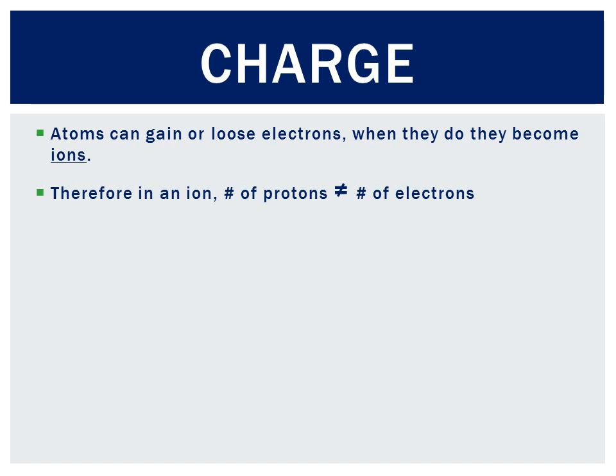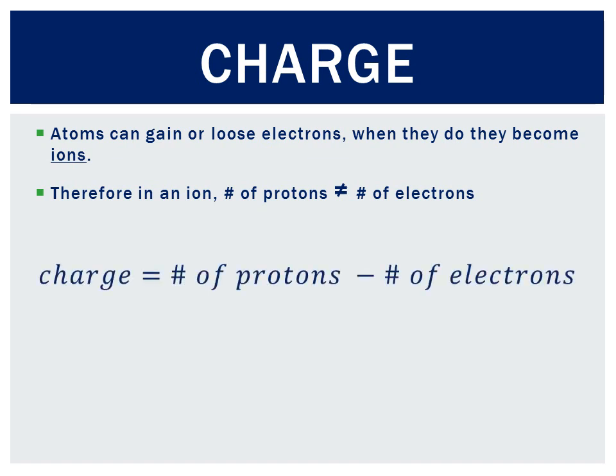So atoms can gain or lose electrons, and when they do, they become ions. So therefore, if we want to define an ion, we would say it's when the number of protons does not equal the number of electrons. The equation for charge then is the number of protons minus the number of electrons.